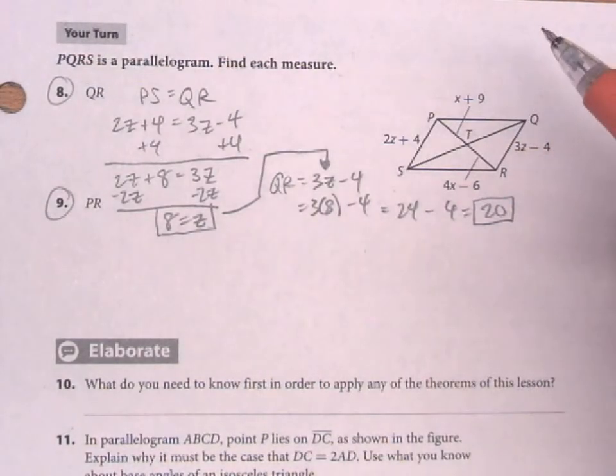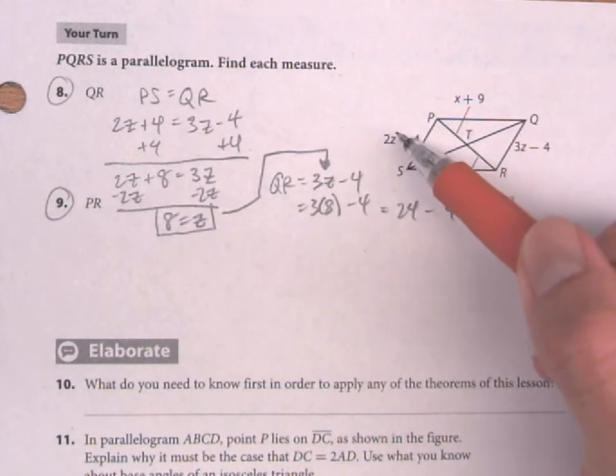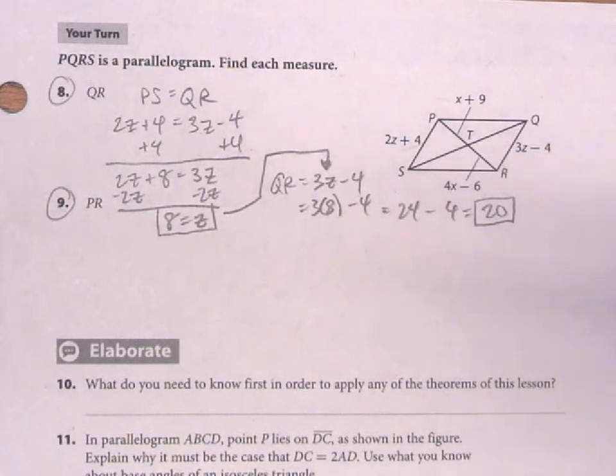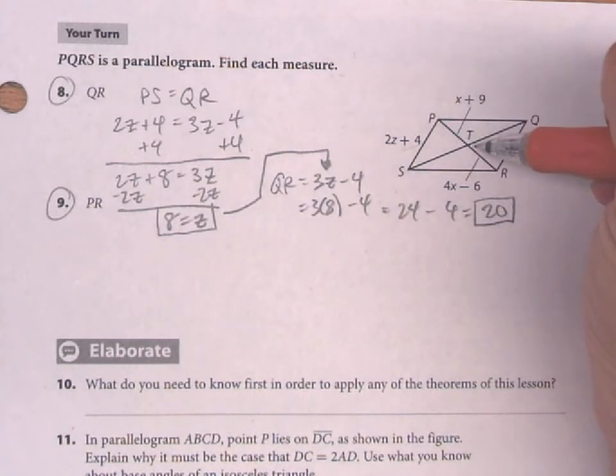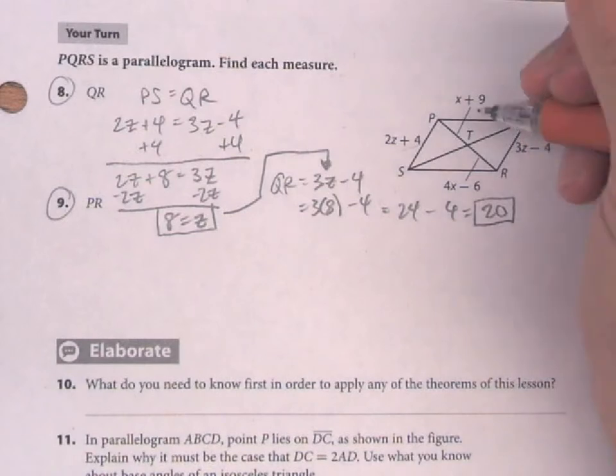Similarly, if you want to really check your work, you can plug 8 back in for this one. 2 times 8 is 16. 16 plus 4 is 20. Done. So that's pretty much it. This one, PR. PR is interesting. So there's a lot of different ways you can do this. I'm going to show one way.